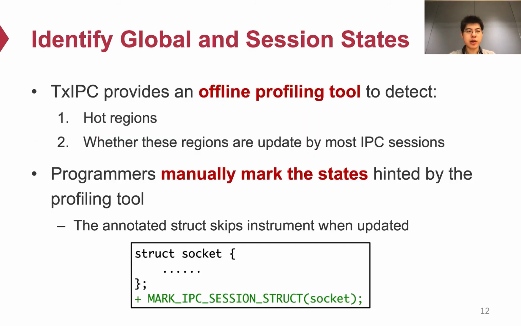To solve the first challenge, we provide an offline profiling tool to gather the memory addresses updated by each IPC session. It analyzes from two dimensions. The first is whether the memory region is frequently updated, and the second is whether the region is updated by most IPC sessions. If both of the two conditions hold, the state belongs to the IPC session states. If only the first condition holds, it belongs to the global states. With the help of the profiling tool, programmers should manually mark the states with annotations.